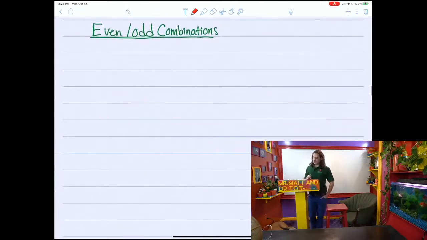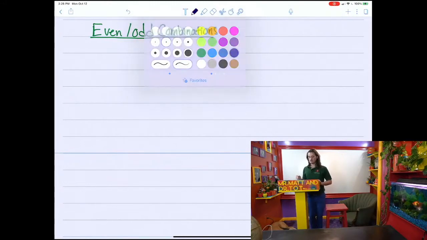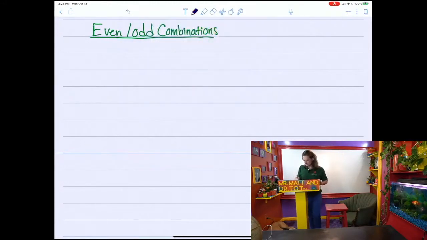Even odd combinations. So this is what's going to come up. We're going to see a lot of this today, with a little bit of a smattering of other concepts interlaced within the problems, but the even odd combinations are what we're going to focus on today. And I want to talk about the implications of even and odd numbers with addition and subtraction, and the implications with multiplication and division.